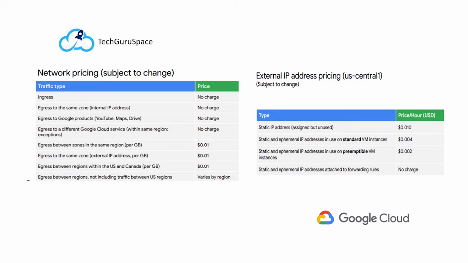You can see that if you reserve a static external IP address and do not assign it to a resource such as a VM instance or a forwarding rule, you are charged at a higher rate than for static and ephemeral external IP addresses that are in use. Also, external IP addresses on preemptible VMs have a lower charge than for standard VM instances.